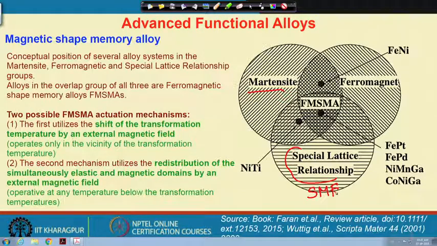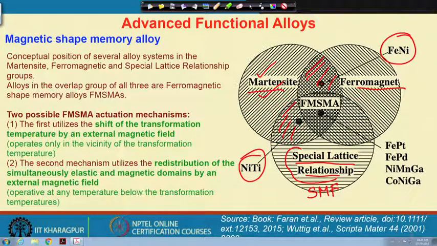So, this is let us say a typical shape memory effect, or SME. And so, if we combine these two different effects, the special lattice relationship and martensitic transformation, this is a domain which should cover basically the typical shape memory alloys like nickel titanium. Now, in other case, a material which can show ferromagnetic behavior, which are ferromagnets, and in case of iron nickel there is a martensitic transformation.